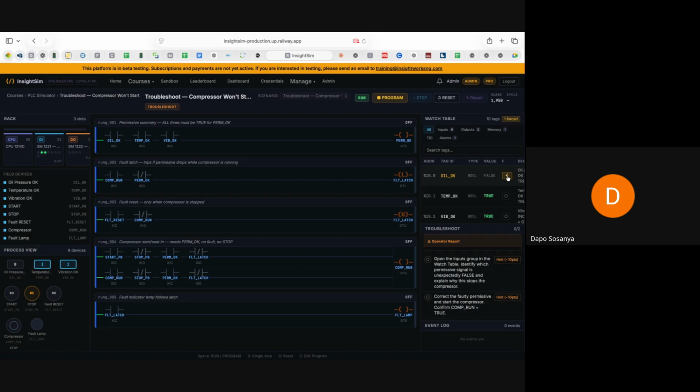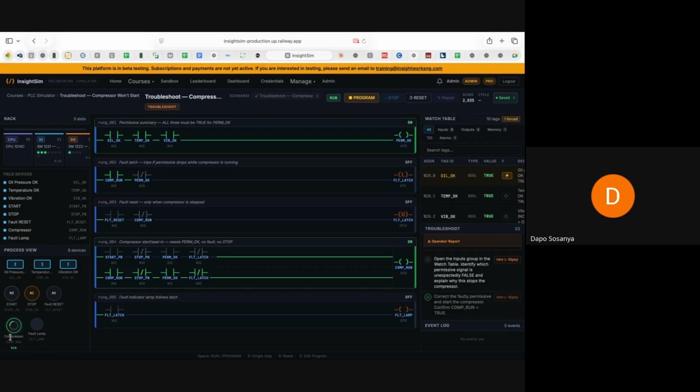So if you force the inputs, and then this is true, and then you can click your start, and then you see your compressor is running. So that is a function of the permissives. And I'll use this opportunity again to tell you that permissives are the first thing you check in your program. So most of the time, it comes at the very top because that is a condition that must be met for your program to function or for your equipment to function.